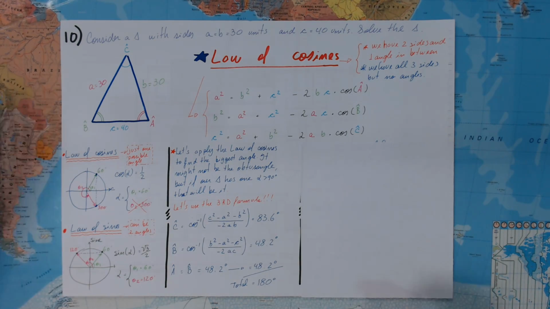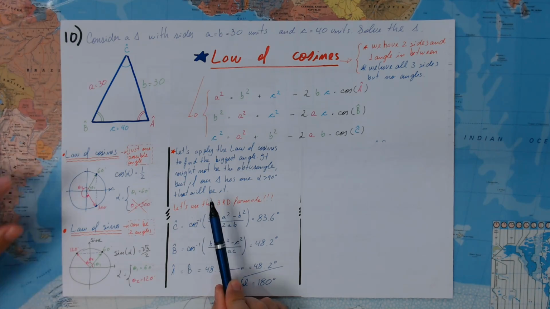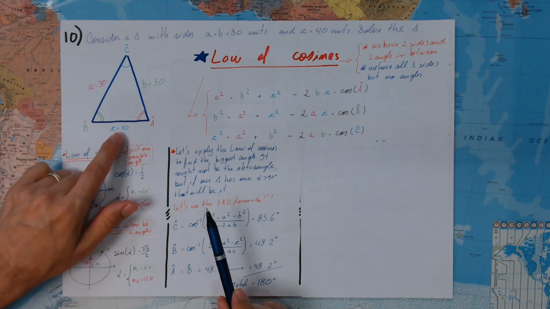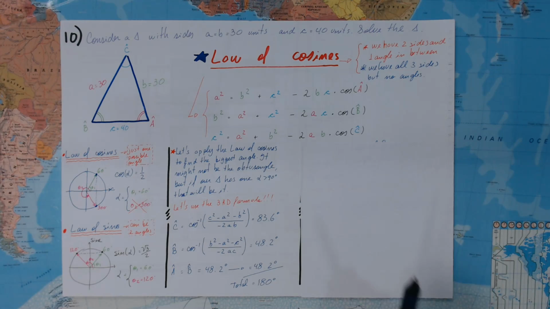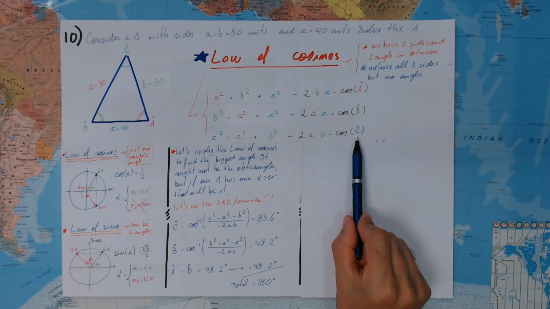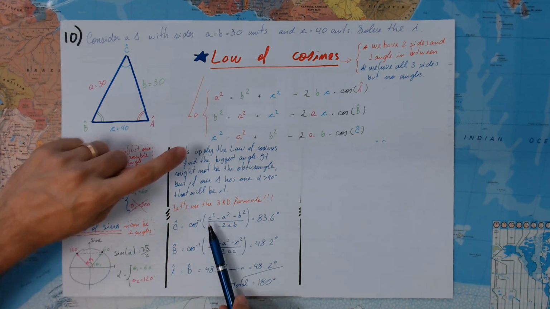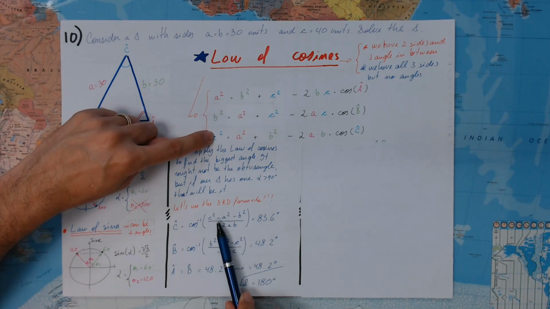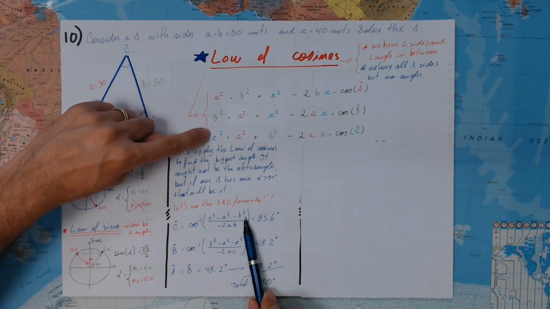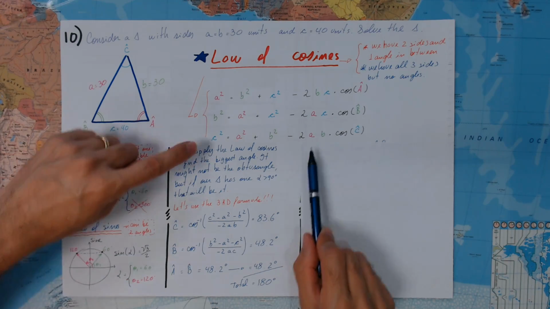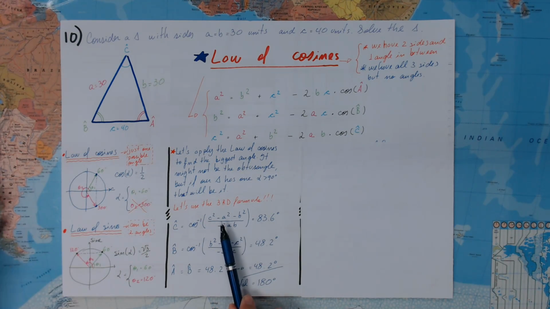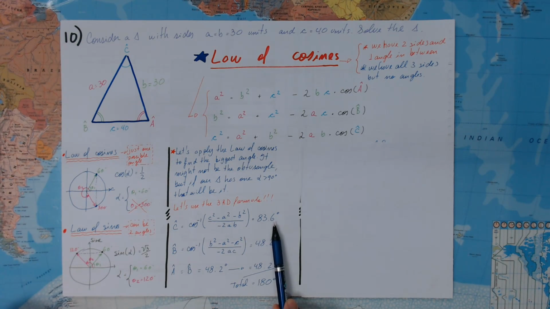Okay? Now, by knowing that, we're going to get C, because C has the biggest length. Then we're going to use this third formula. Okay? And so the angle C is going to be the inverse cosine, or the arc cosine, of C squared minus A squared minus B squared divided by minus 2AB. Well, we know A, B, C, it's all given. And in the end, we're going to get 83.6 degrees.